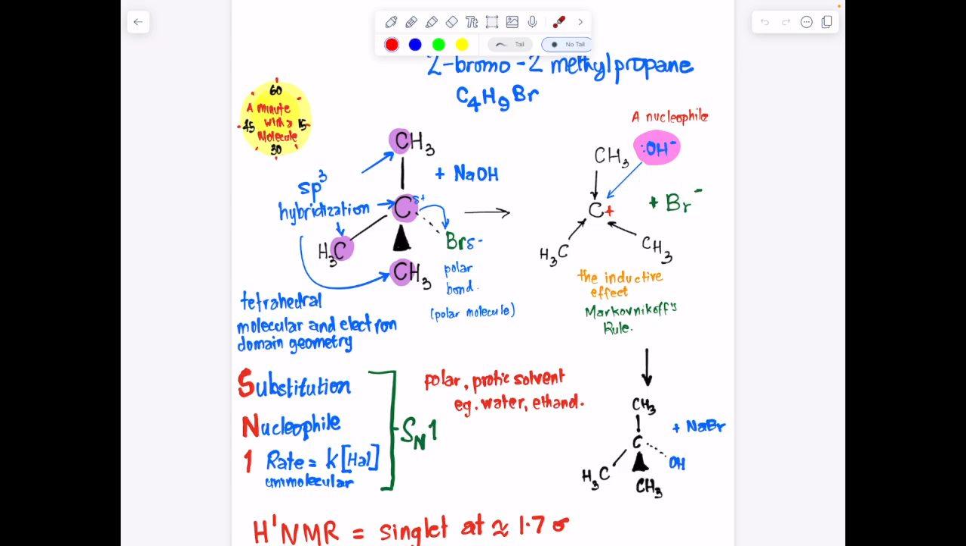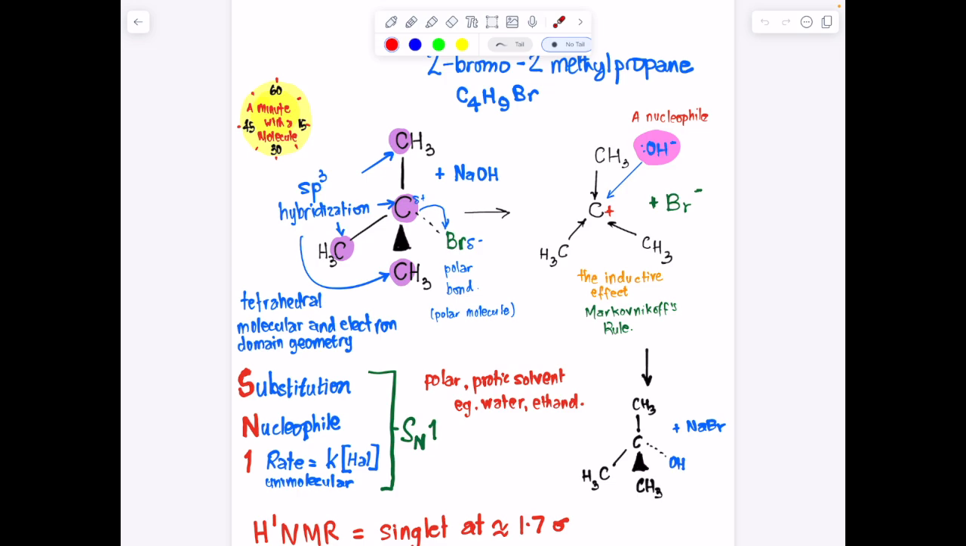So there would not be any inversion of configuration here. The Walden inversion would not be a part of this SN1 reaction. But the solvents that we use would have to be a polar solvent because we are dealing with charges and we need a polar solvent to support that. But we also need a protic solvent, one like water or ethanol, which would surround the hydroxide ion and allow for the formation of the carbocation. And then once the carbocation is formed, it would pull the hydroxide ion away from its shell and allow the last part of the reaction to happen.